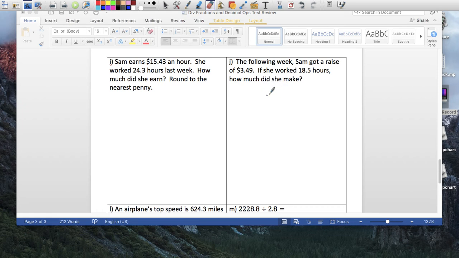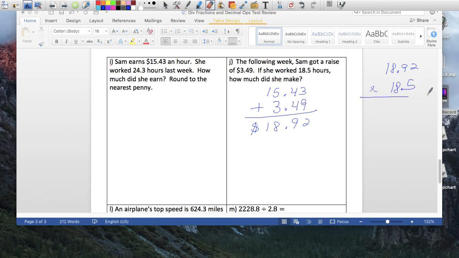Sam gets a raise. She was making this much an hour, but she got a raise, which means she's not making that anymore an hour. She's making a little bit more. We're going to add her raise, which is that. Let's line up our decimals. 12, 9, decimal, 8. So now she makes $18.92 an hour, which is a nice raise. And now that week she works 18.5 hours.